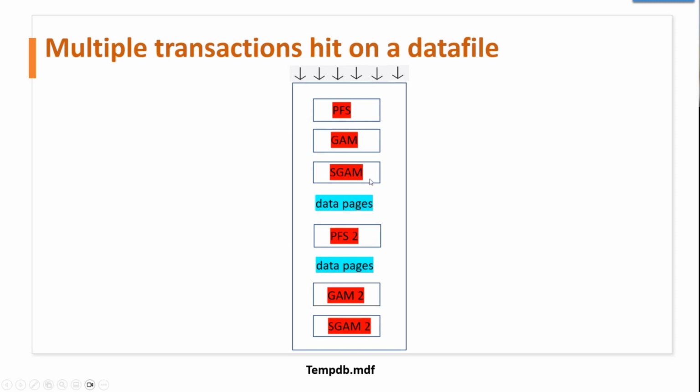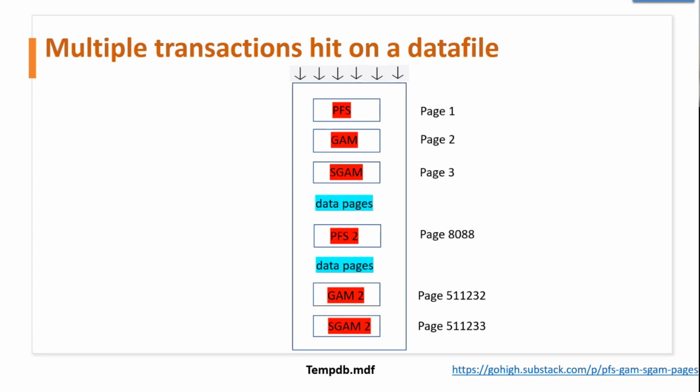And that causes contention. And we know that pages 1, 2, and 3 are always the PFS, GAM, and SGAM pages in any data file. And for every 8,088 pages, you have a new PFS page. And for every 511,232 pages, there will be a new GAM page followed by an SGAM page. And why that specific interval? I've written in the blog post explaining why the PFS, GAM, and SGAM pages appear at those specific intervals.